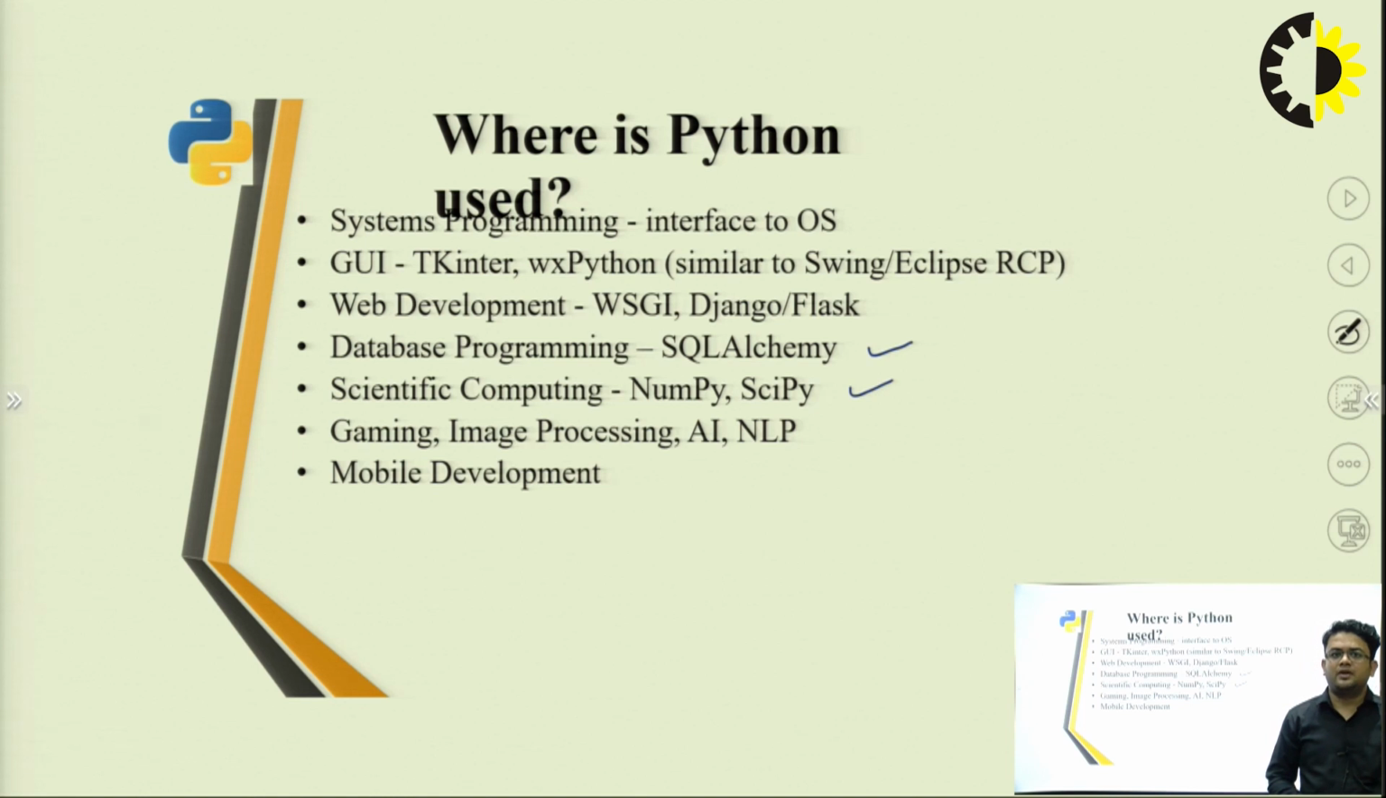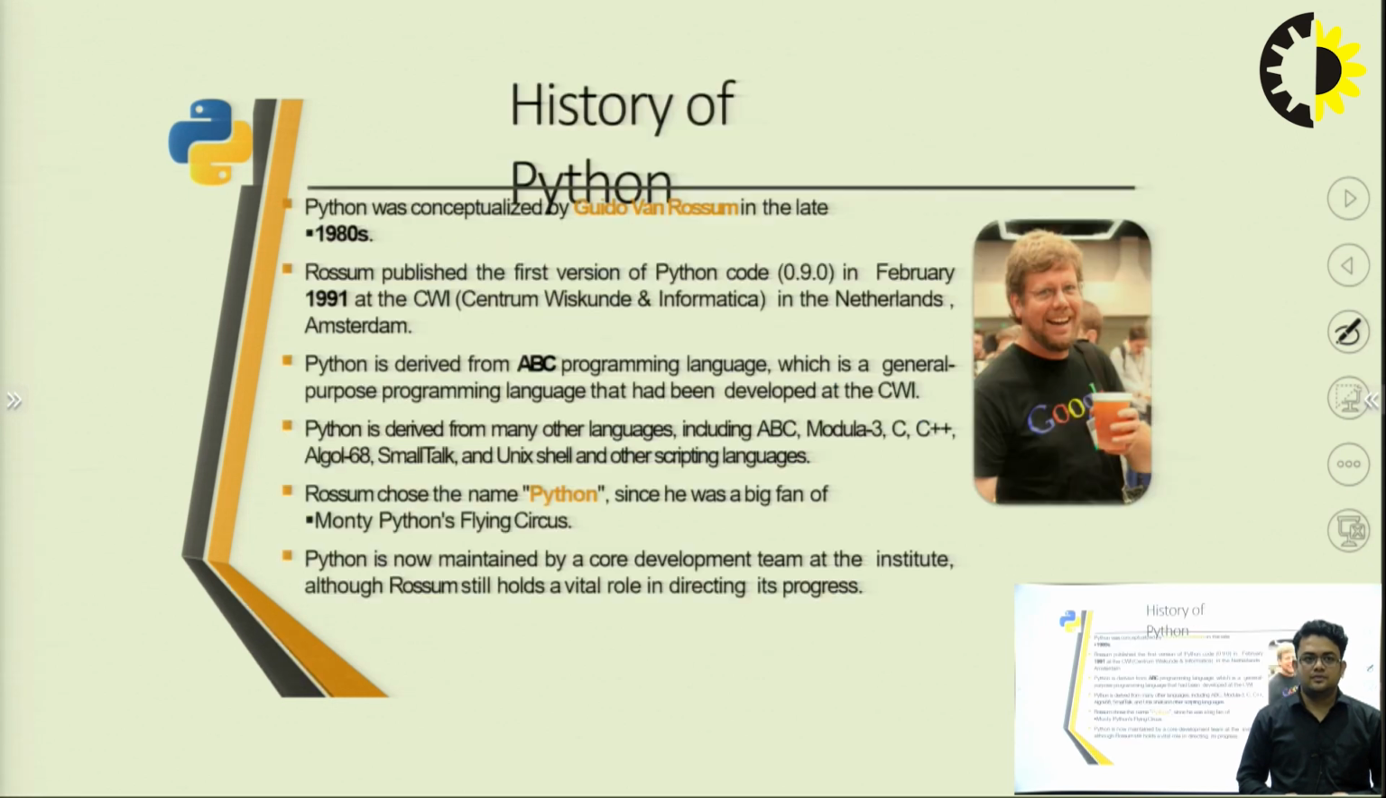In terms of scientific computing, we use libraries like NumPy and SciPy. These are very important inbuilt libraries in Python, by which we can easily write scientific computing code. And for gaming and image processing, AI and NLP, and for mobile development, machine learning, artificial intelligence, almost everywhere we use it. In research also, Python is widely used nowadays.